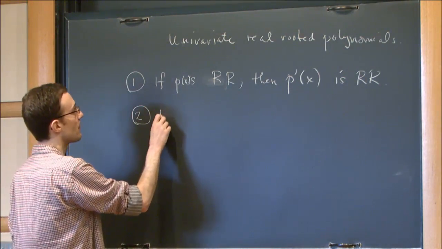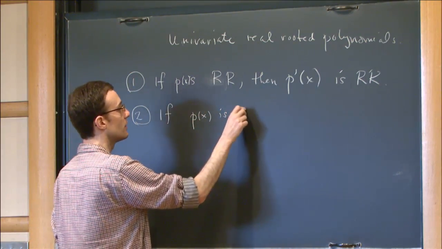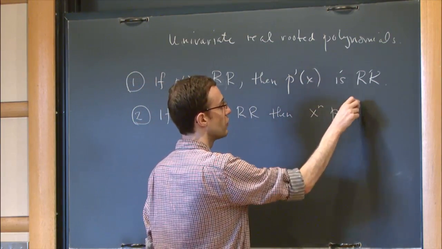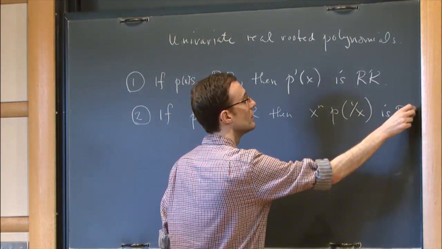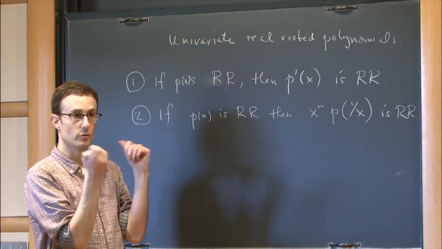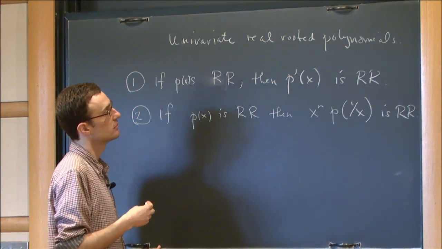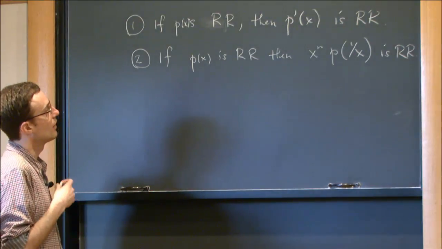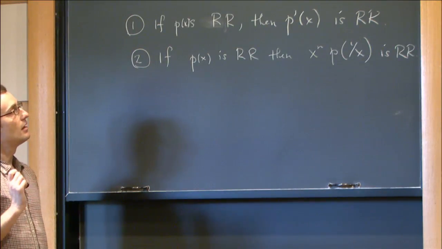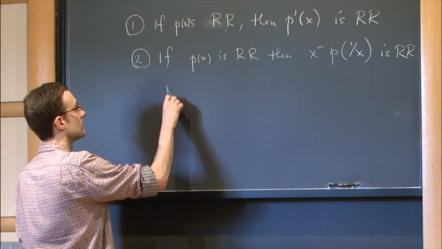And secondly, if P of x is real-rooted, then x to the n P of 1 over x is real-rooted. This essentially just takes the coefficients and flips them backwards. And what it does to the roots is it makes them 1 over the roots, right? Assuming that, let's say, there are no zero roots. And this seems like not all that exciting, but already we can use these to derive something that's fairly non-trivial, which are called Newton's inequalities.